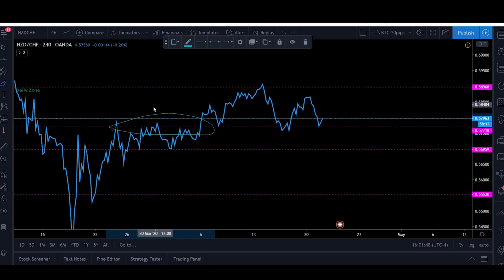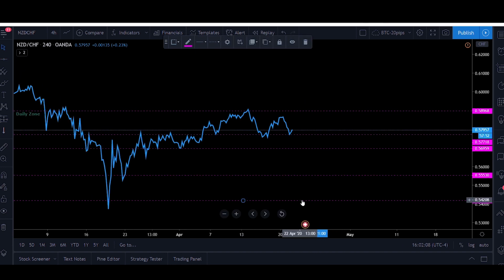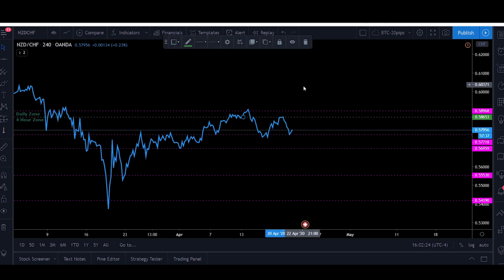So let's finish drawing up these lines so you can have a better understanding of how to trade support and resistance. What I'm going to do now is take my horizontal line, and then mark my zones for the 4 hour. So you see this high right here. I'm going to mark that, and then I'm going to change this to my 4 hour zone. And I know that that is green. And then my most recent low is right here.